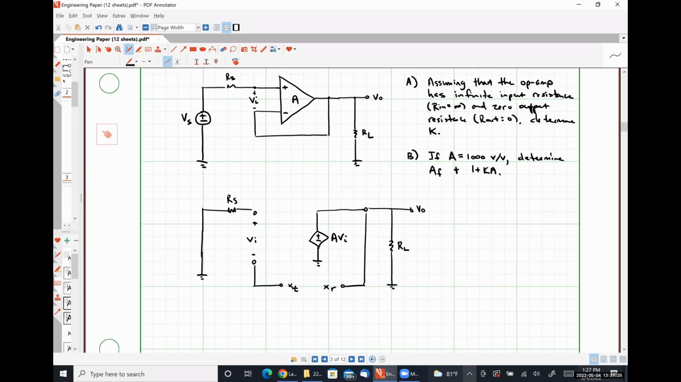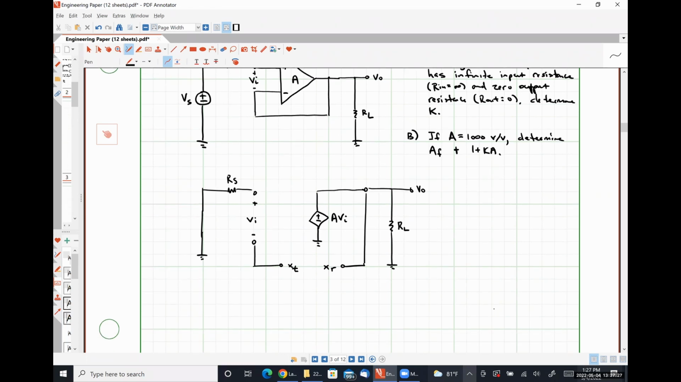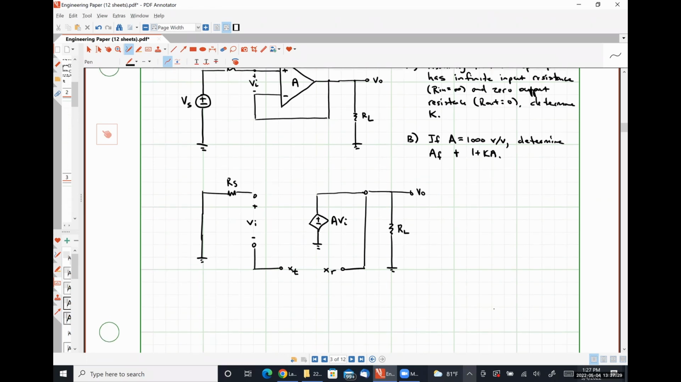So what can we see from this? All right, so let's start by being explicit here. Xt is a nodal voltage being measured with respect to ground, right? Because we're treating it as if we were applying some voltage at this node with respect to ground and measuring some voltage at this node with respect to ground, okay? So Xt is simply negative VI.